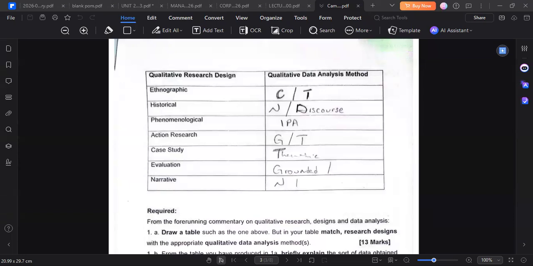Okay, action research uses grounded theory and thematic analysis. In here, it is used to solve real life problems whilst you're conducting the research. So with grounded theory, we hope to come up with new theories, and with thematic analysis, we hope to identify the patterns. Case study, I said you can use it within one case or multiple cases. We use thematic analysis where you can do within case analysis.